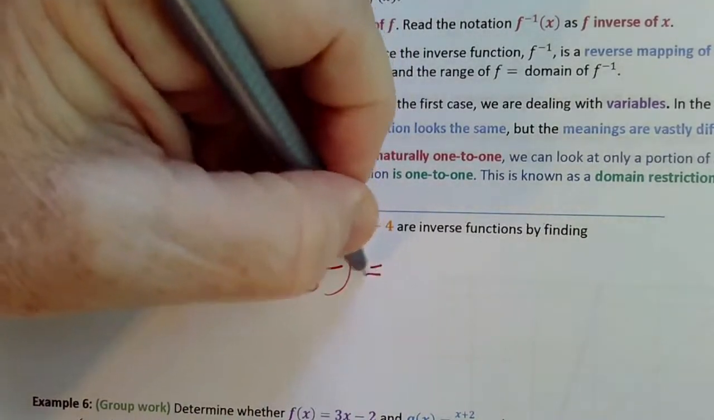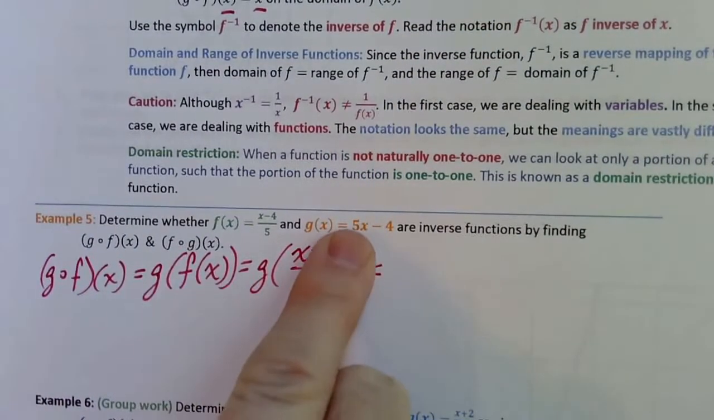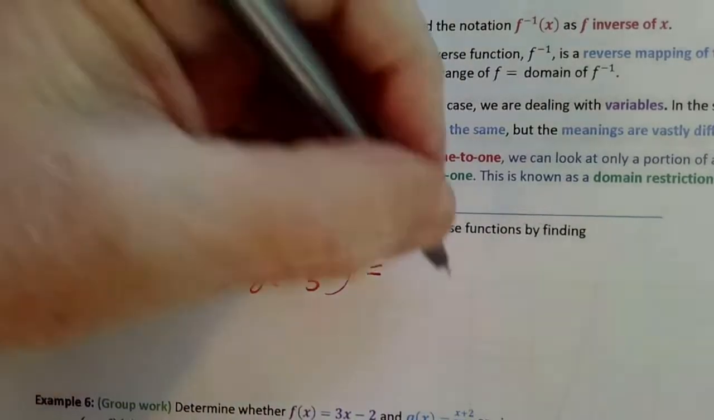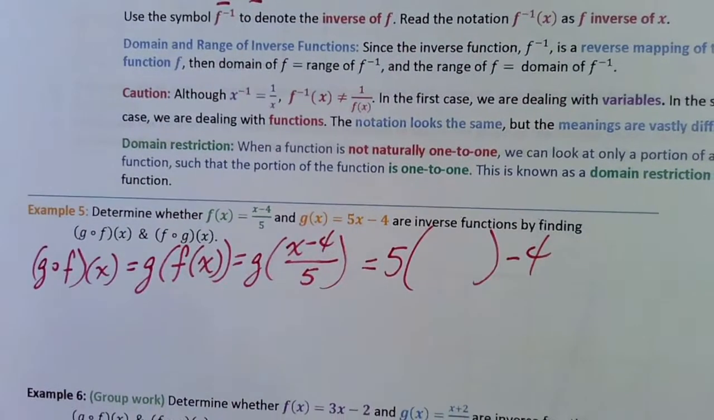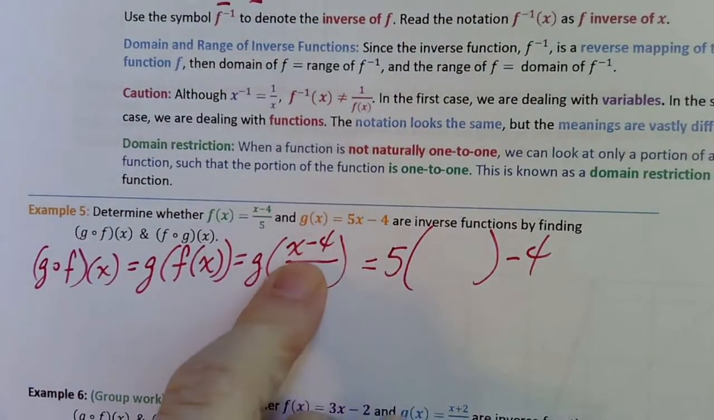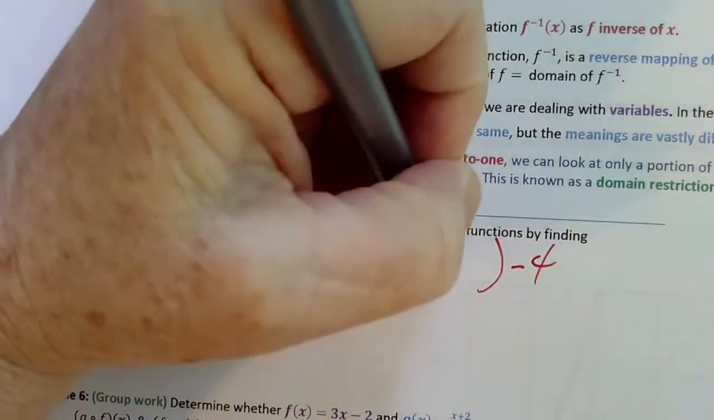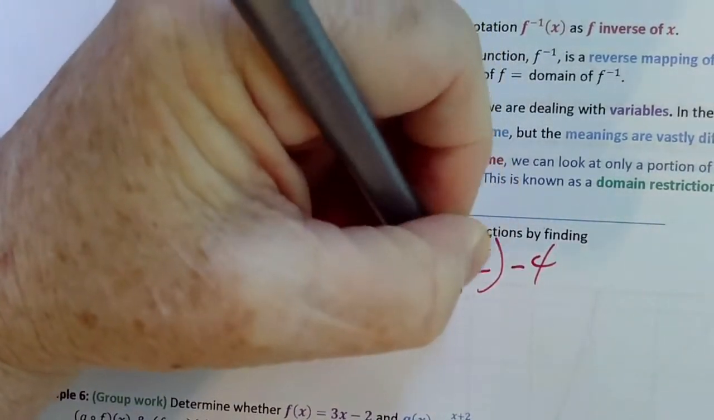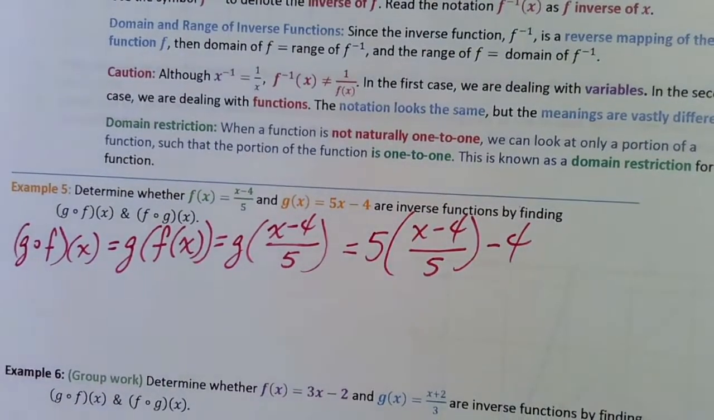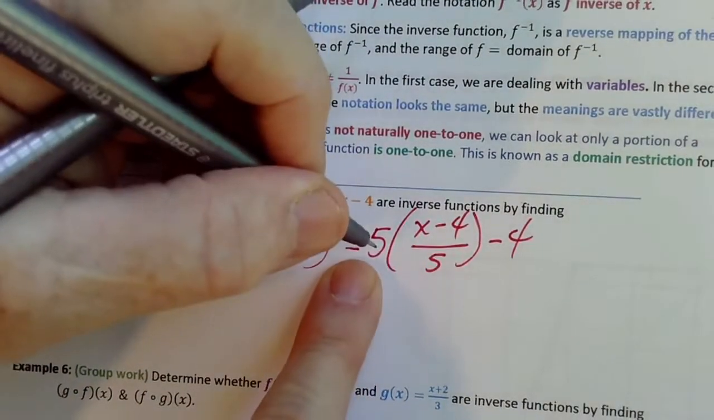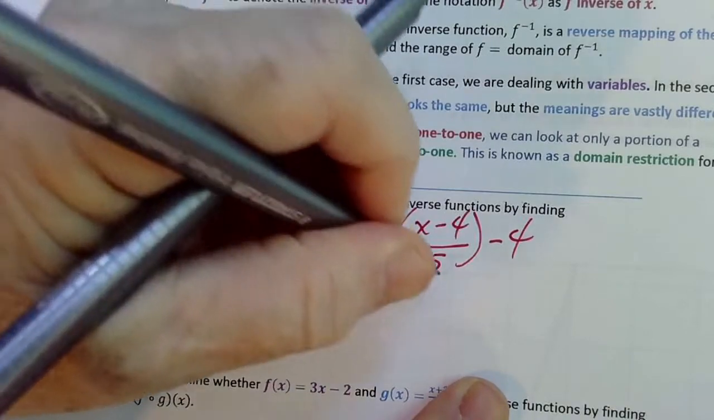And now let's apply g. G is 5x minus 4. And we're going to plug (x minus 4) over 5 in for the x. Now let's see if f and g are opposites, if they undo each other. From the get-go, I've got a 5 in the numerator and a 5 in the denominator. So that's really nice.